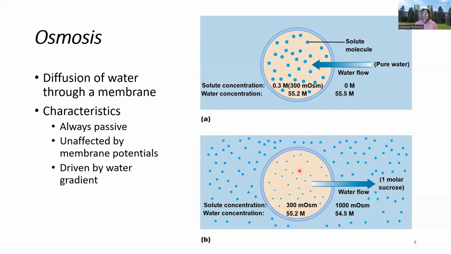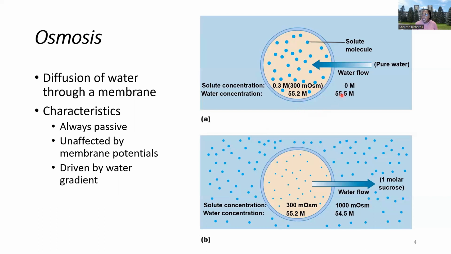If we look at the illustrations here on the right, so in panel A, we've got a solute concentration inside this cell that is about 300 milliosmoles, right? And that means that this has an osmolarity of about 0.3 moles. Okay, now if we think about its water concentration, because 0.3 moles of particles are dissolved in the solution, we now have a water concentration of about 55.2 moles.